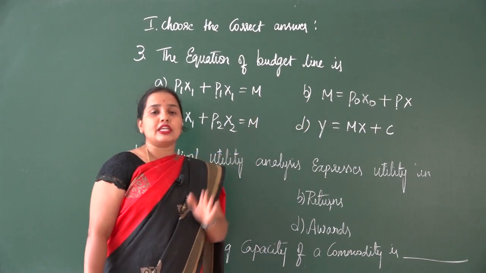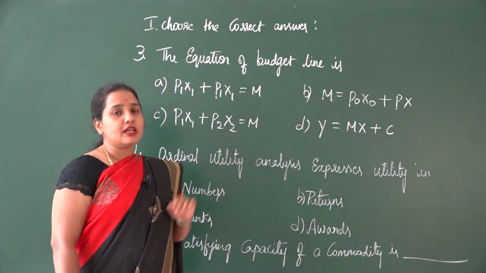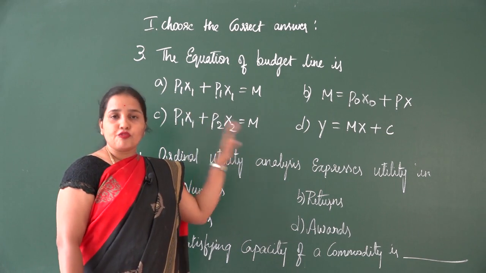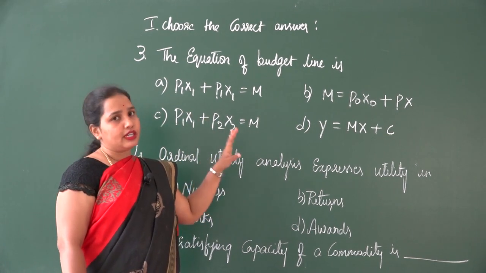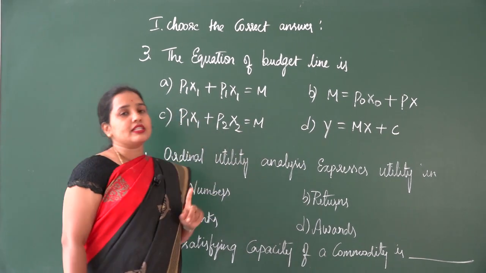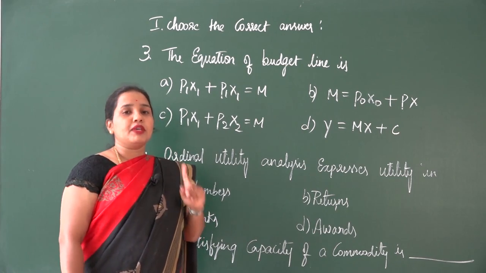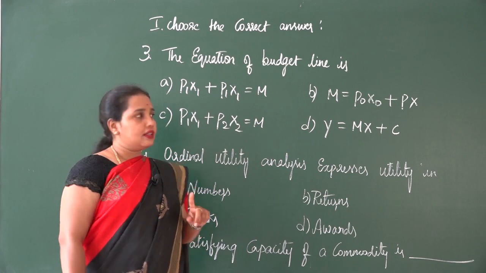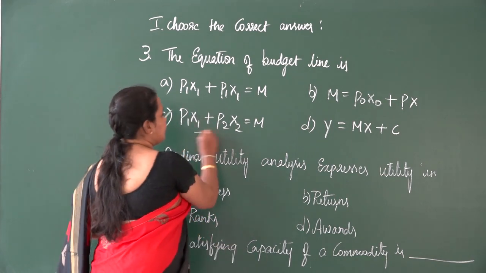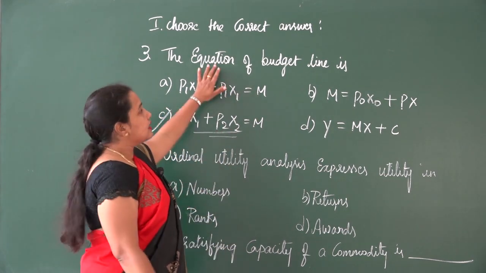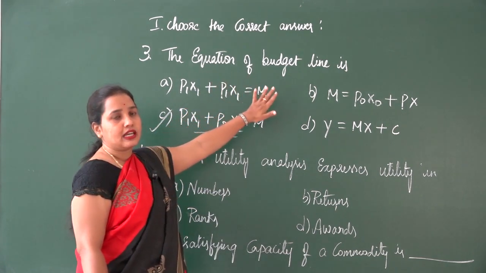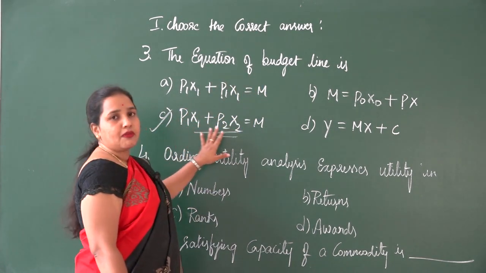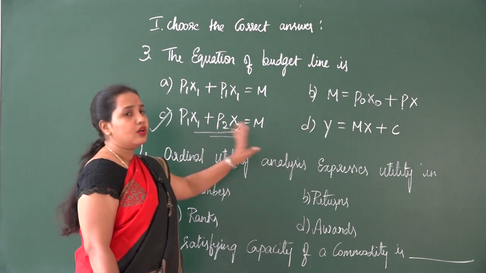I taught you the equation of the budget line many times, but still they will give 4 options to confuse you, but don't get confused. You know very well what the equation of the budget line is: P1 into X1 plus P2 into X2 is equal to M. So option C is the appropriate answer for this question. The equation of the budget line is P1 into X1 plus P2 into X2 is equal to M.